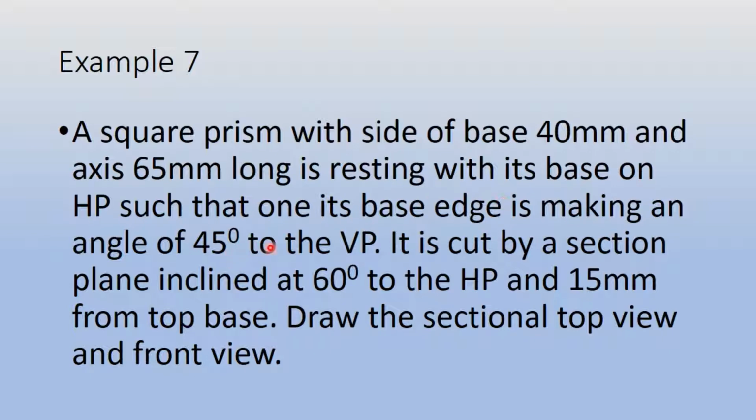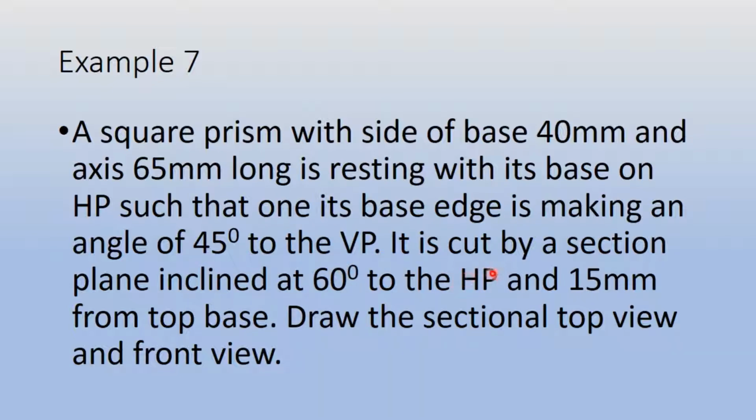The top view will be a square, the front view will be a rectangle. But here one more thing is mentioned. One of the base edges is making an angle of 45 degree to VP. So we have to place this square prism in such a way that base should be resting on HP, but one of the base edges should be inclined at 45 degree to VP.